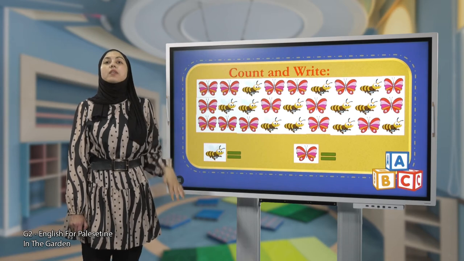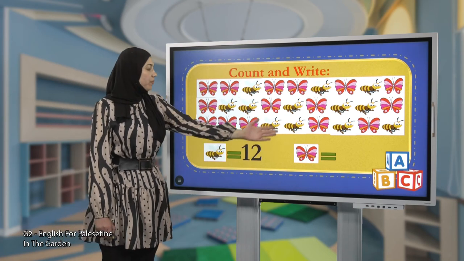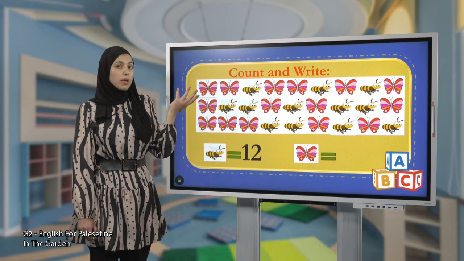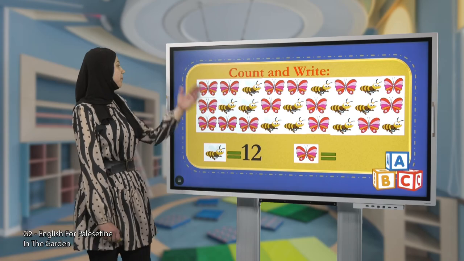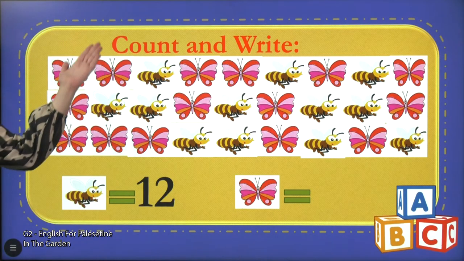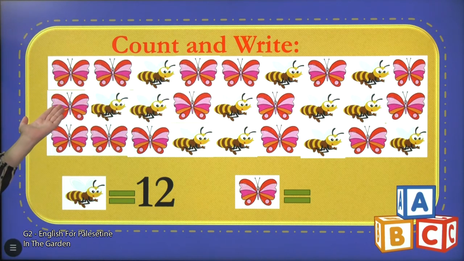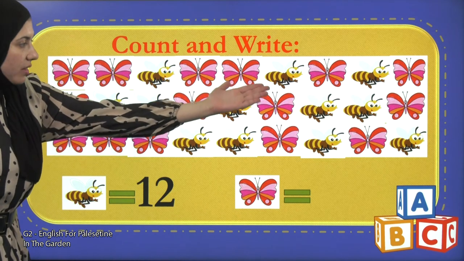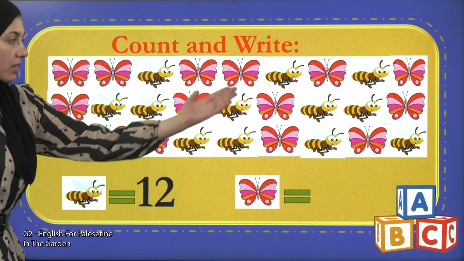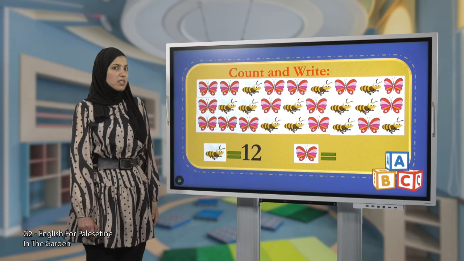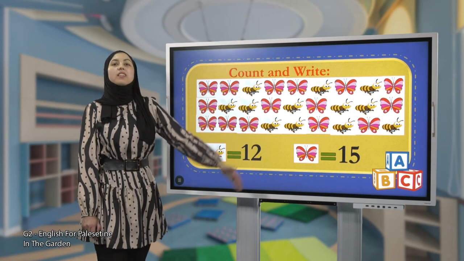Let's check our answer together. Yeah, good, 12. How many butterflies can you see? Let's count together. One. Two, three, four, five, six, seven, eight, nine, ten, 11, 12, 13, 14, 15. 15 butterflies, is it correct? Let's check our answer together. Yes, 15. Yeah, thank you.